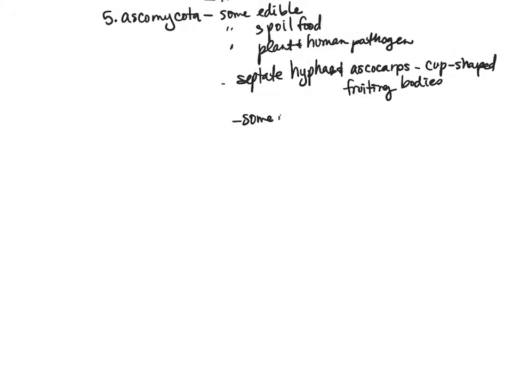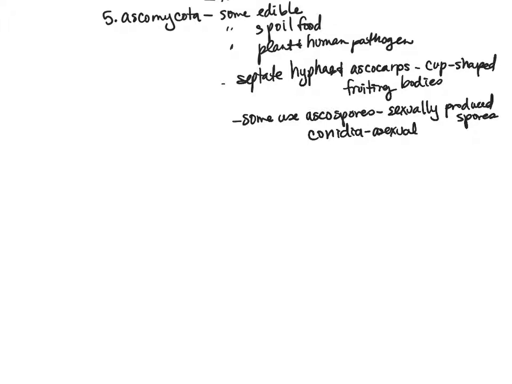Some use ascospores, which are sexually produced spores. Some use conidia, which are asexual spores. And some use ascus, which are ascospores in an ascocarp. So ascospores, those sexually produced spores, in an ascocarp, which is the cup-shaped fruiting bodies.